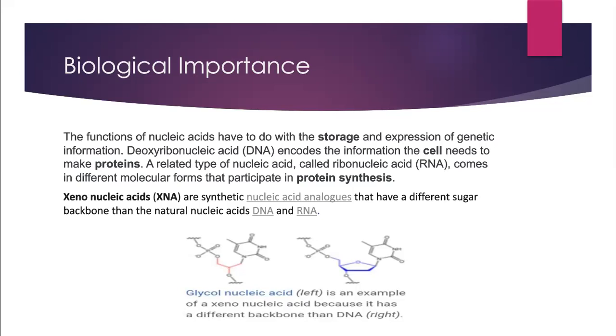Xenonucleic acids, XNA, are synthetic nucleic acid analogues that have a different sugar backbone than the natural nucleic acids. These synthetic nucleic acids are made in laboratories for purposes like therapeutic use. This is a glycol nucleic acid and is an example of xenonucleic acid, meaning synthetic nucleic acid, because it has a different backbone than DNA.